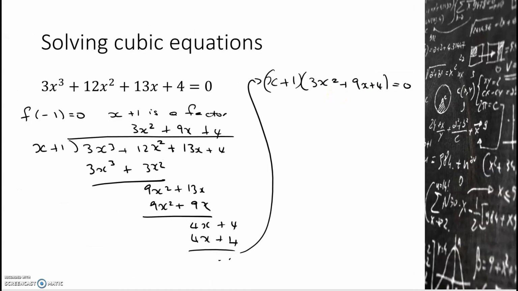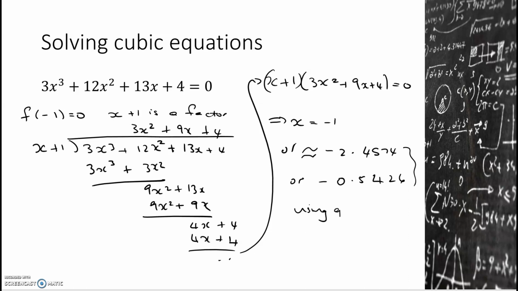and so we get that x equals -1 or approximately equal to -2.4574 or -0.5426. So I just did this bit by using the quadratic formula.